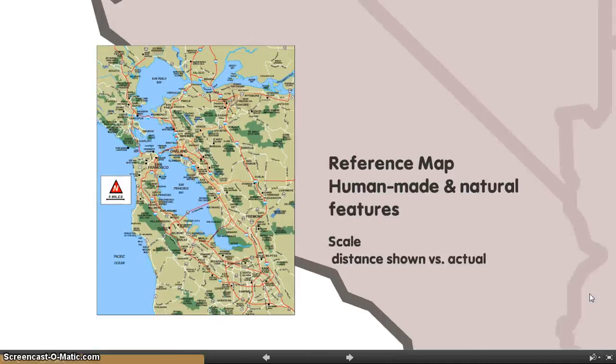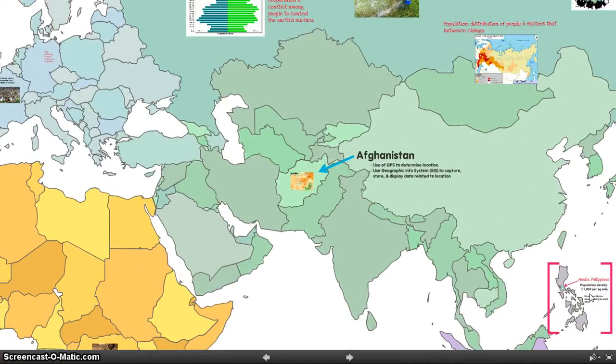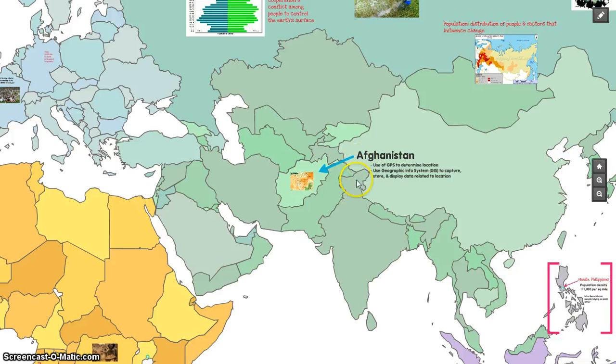Using reference maps, we can figure out where exactly we are on the Earth. We can look at a country like Afghanistan. The use of GPS determines locations, and the use of the Geographic Information Systems, the GIS, captures, stores, and displays data related to that location, which gives us some very specific information about Afghanistan. So therefore, you can travel there via Google Earth without actually ever setting foot on a plane or a boat. So there's lots of different things to understand in geography.